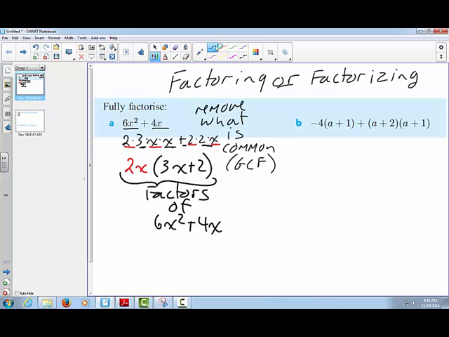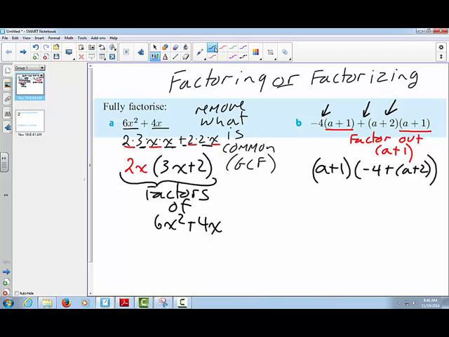Same idea over in the second example. This is a little different. I have to look for what's the same. I have a plus 1 and a plus 1. That is what's common, so I'm going to factor out a plus 1. I'm going to put that in brackets, and the leftovers are negative 4 plus a plus 2. So that leaves me with negative 4 plus a plus 2.